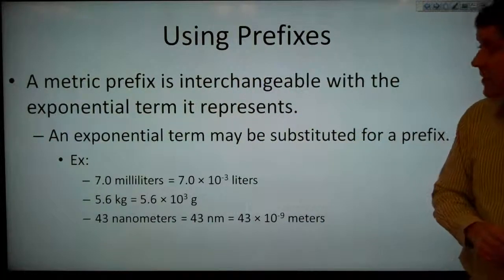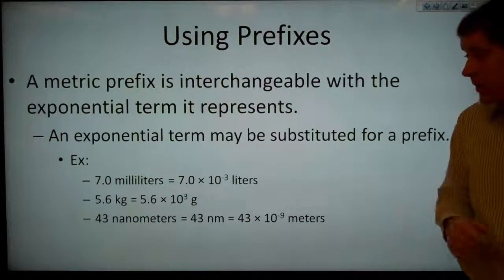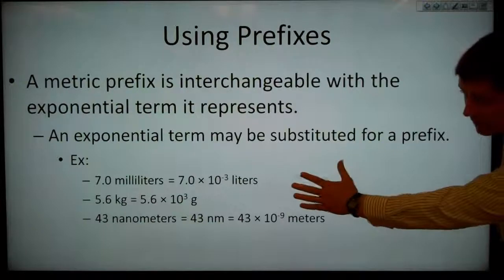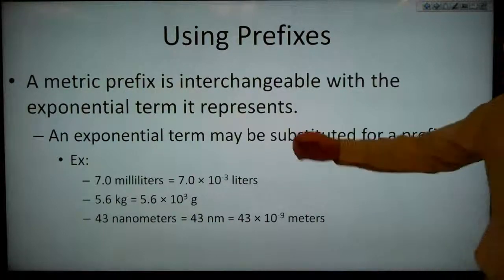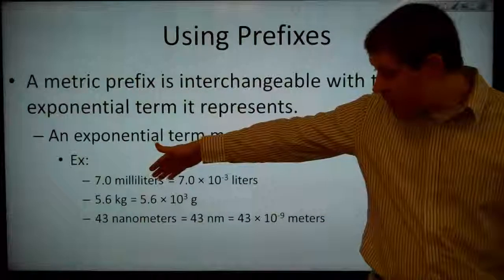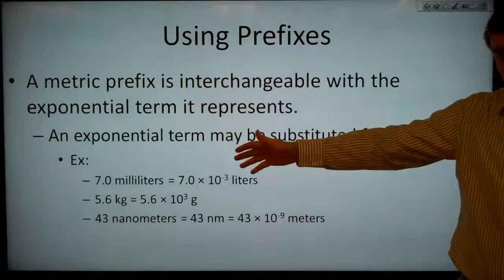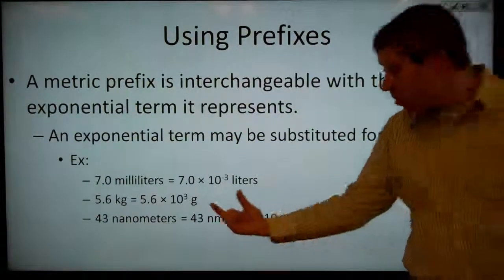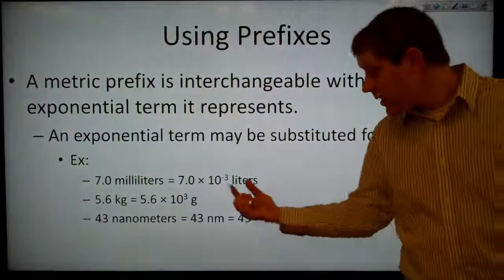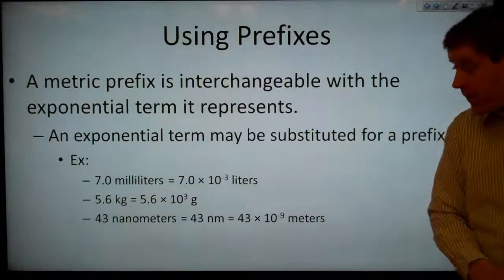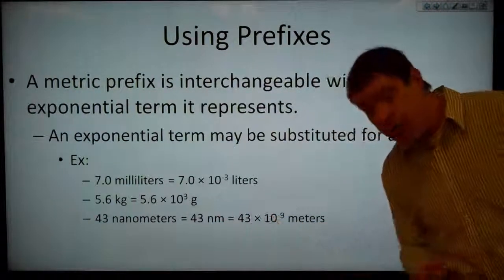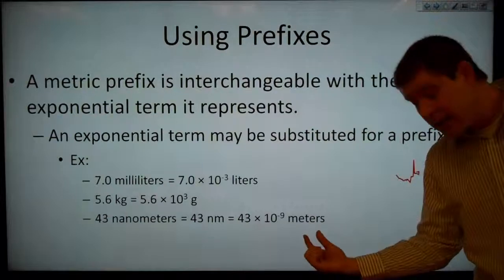So a metric prefix is interchangeable with the exponential term that it represents, which means that an exponential term can be substituted for a prefix. So if we have something like 7.0 millimeters, we can write that instead as 7.0 times 10 to the minus 3 meters. If we have 5.6 kilograms, we can write that as 5.6 times 10 to the 3 grams. Remember, 10 to the plus 3 is the meaning of kilo. 10 to the minus 3 is the meaning for milli. If we have 43 nanometers, we can write that as 43 times 10 to the minus 9 meters.